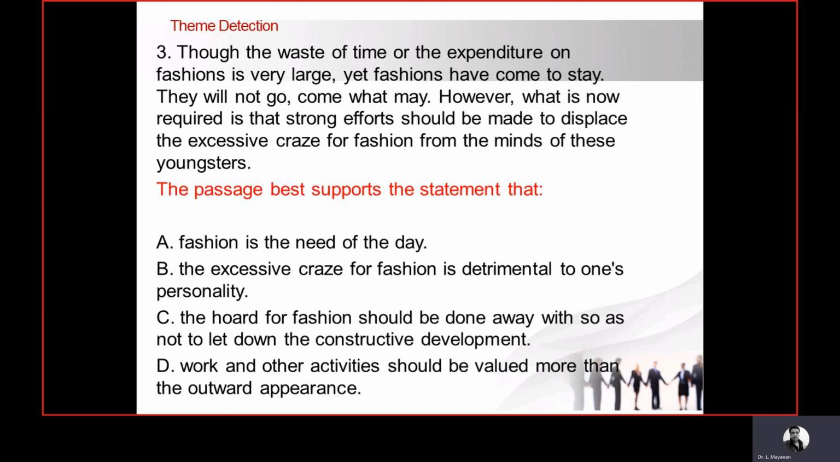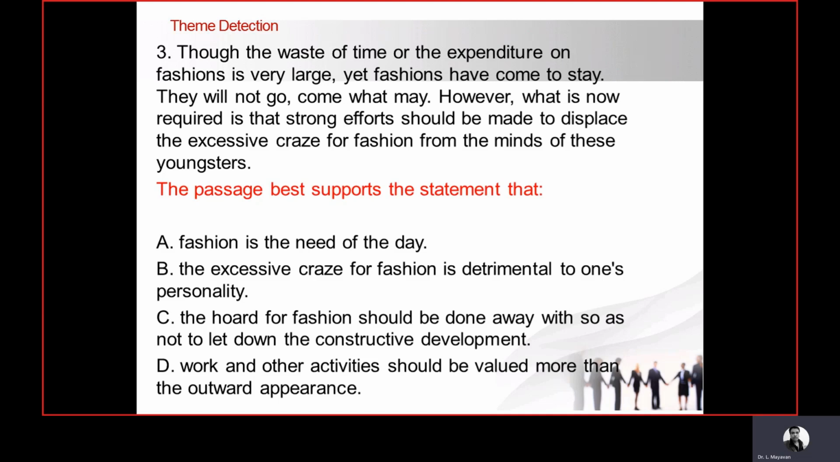Now look at the options again. Fashion is the need of the day. No, it is not the right option. The excessive craze for fashion is detrimental to one's personality. It is not discussed in the passage. The craze for fashion should be done away with so as not to let down constructive development. This seems to be the right option.